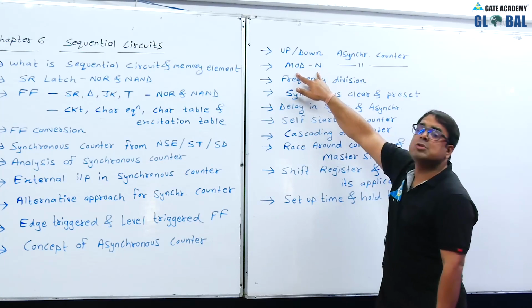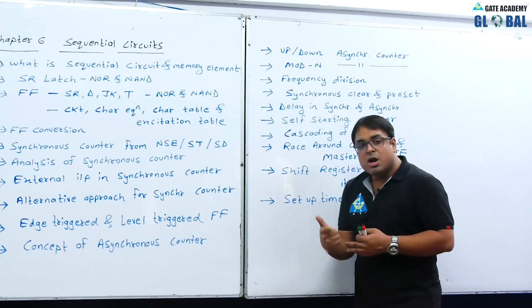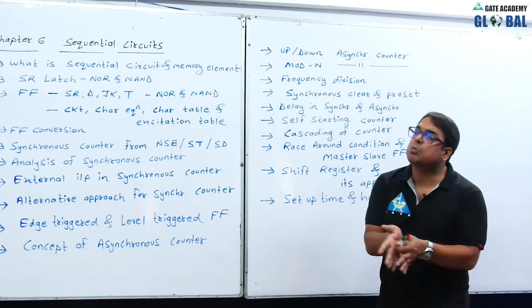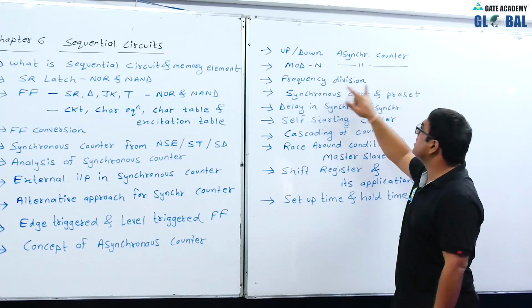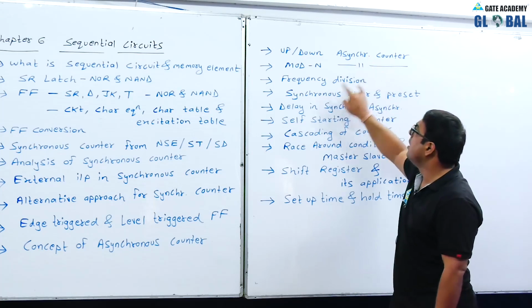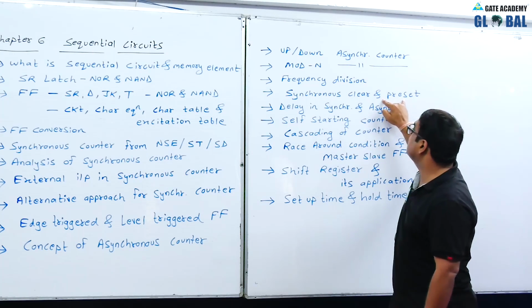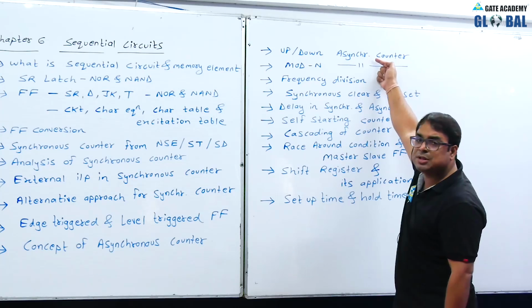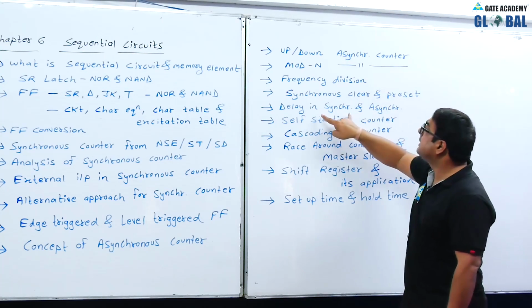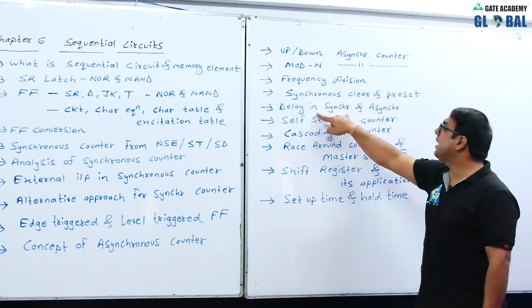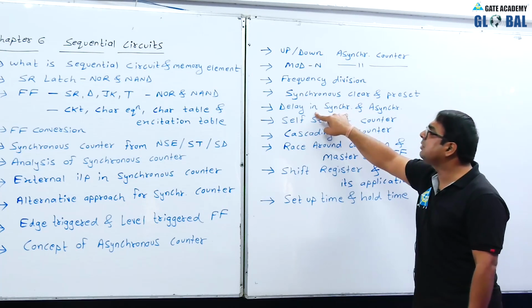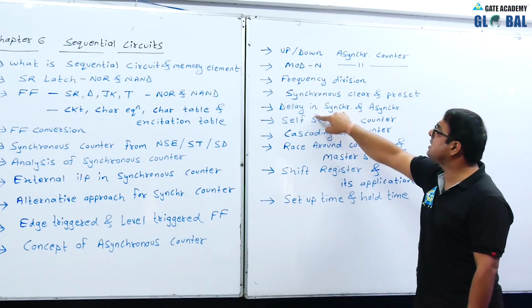Then mod n counter, meaning how to change the mod value, how to change mod 8 into mod 6, how to change mod 16 into mod 10, etc. All these things. How does the frequency division happen in asynchronous counter? What are synchronous clear and preset inputs in asynchronous counter? So all these things in asynchronous counter we are going to discuss. Then we will compare the delay of synchronous and asynchronous counter. There are a lot of differences and questions are being asked from this topic as well.